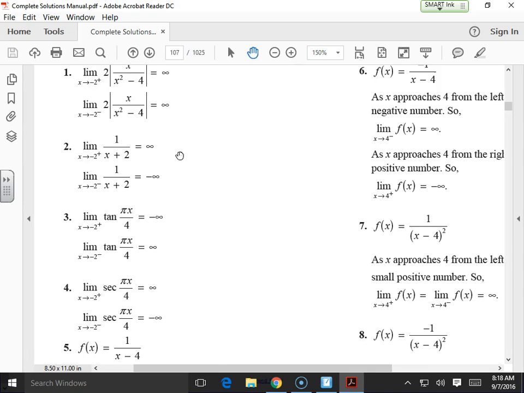What's our next even? 4. It's already up there. 2 from above is positive infinity. 2 from below is negative infinity. What's our next one? 6. Six is over, but let me make a little bit.